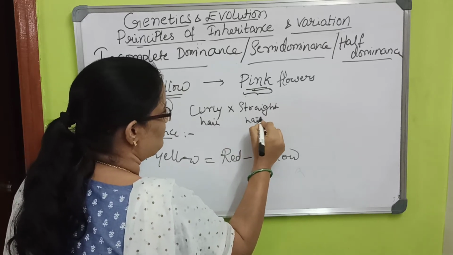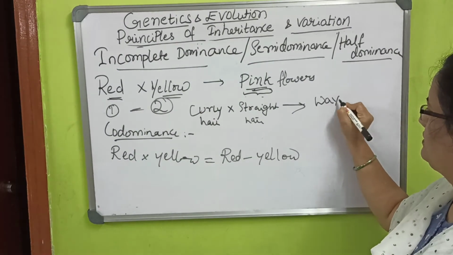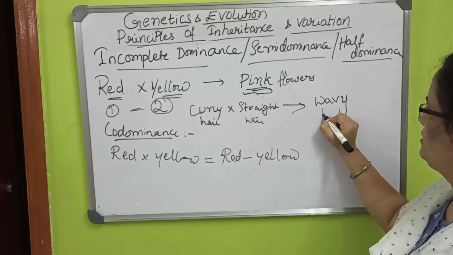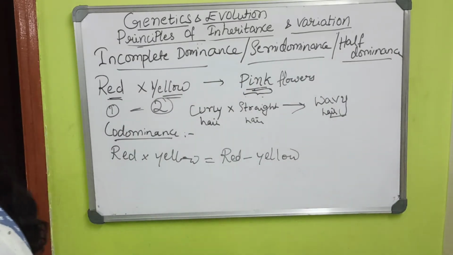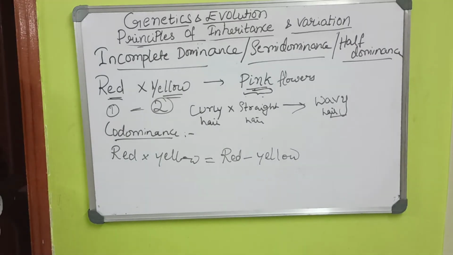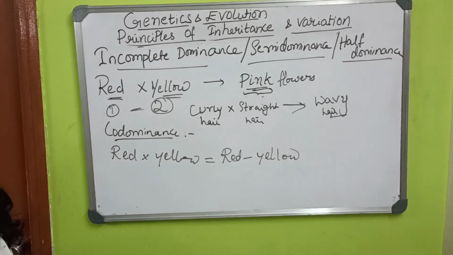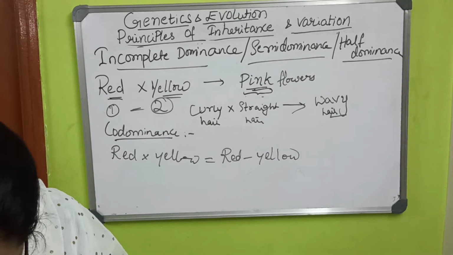If you cross, the baby will get wavy hair, daughter or son. This is incomplete dominance. When two homozygous parents of different phenotypes are crossed, the intermediate phenotype appears. Like that, for codominance, the definition is the appearance of a mixed phenotype in the heterozygous condition.